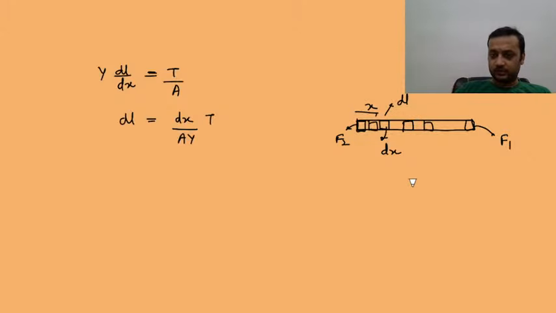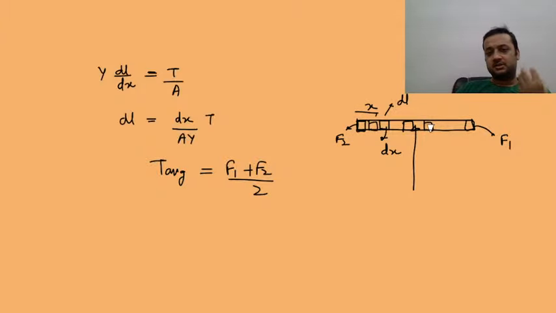Hence, we can say that you can use the average tension, which was the tension at the midpoint. Since the variation of the tension is linear, we can say that the average tension at the midpoint will be simply F1 plus F2 by 2. This will be the average value of the tension, which you can assume to be constant throughout for the purpose of evaluation of elongation.